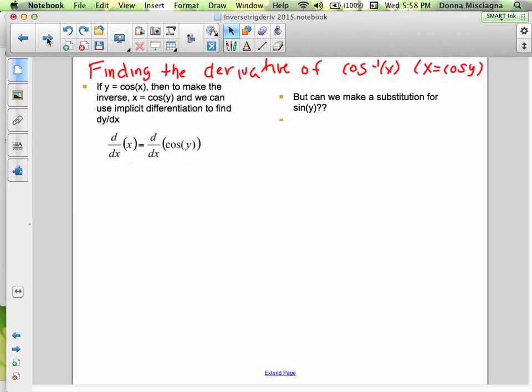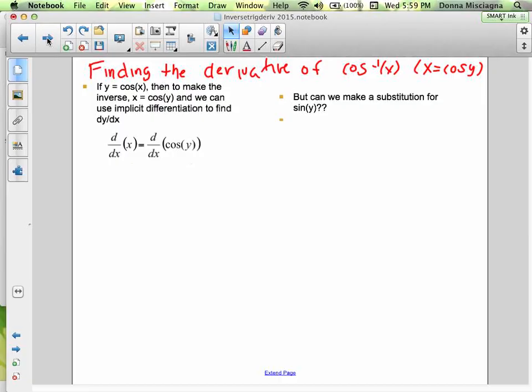So we know that arc cos is the inverse of cosine. Likewise, we could also switch the x and the y, and we would have the inverse of cosine. So if y equals cosine x, then to make the inverse, x equals cosine y. And we can use implicit differentiation to find dy dx. So arc cos of x is the same thing as saying x equals cosine y.